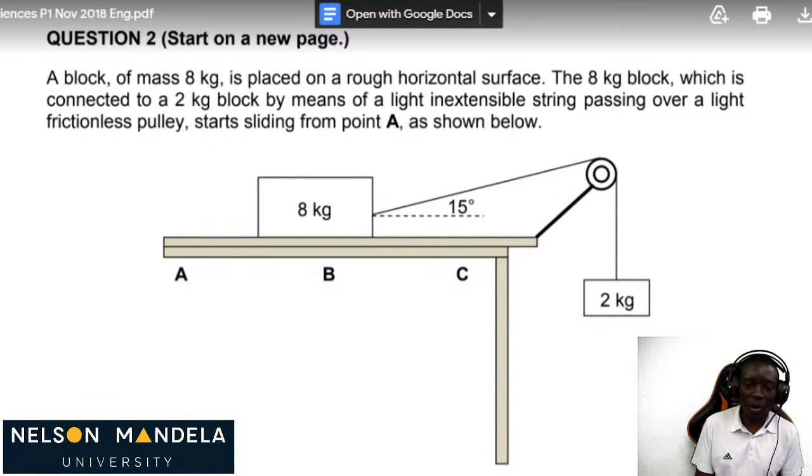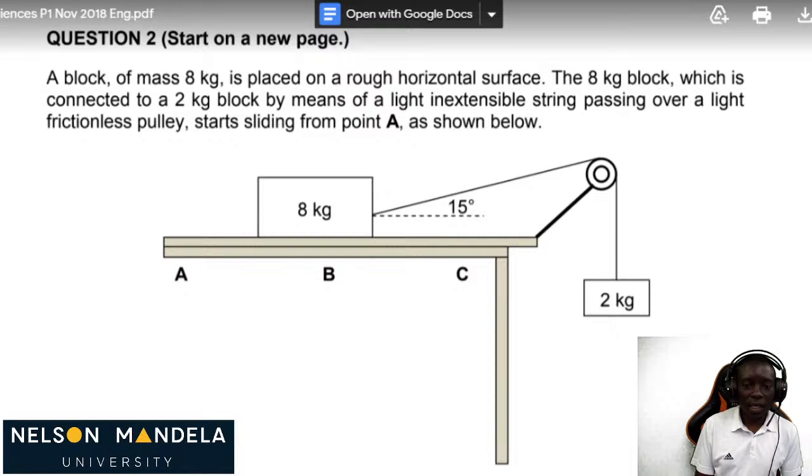So the weight of the block pulls onto the light inextensible string. By light and inextensible, it means the weight of the string does not contribute to the forces in question. And it is inextensible such that the tension is uniform throughout the string. Which means the tension due to the 2 kg block is the same tension that pulls on the 8 kg block. All right.